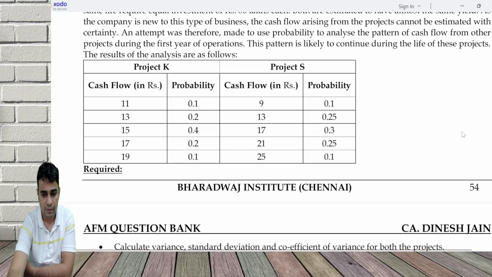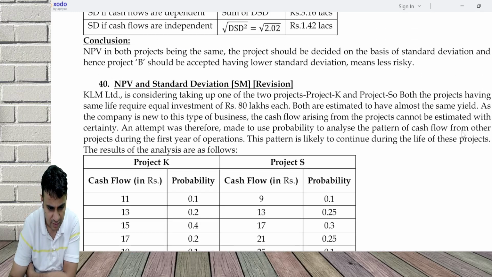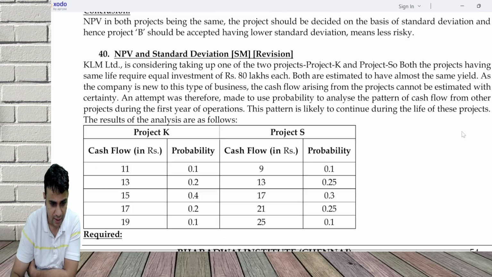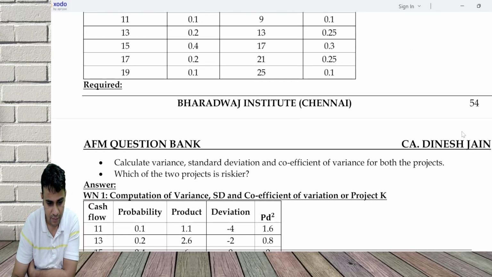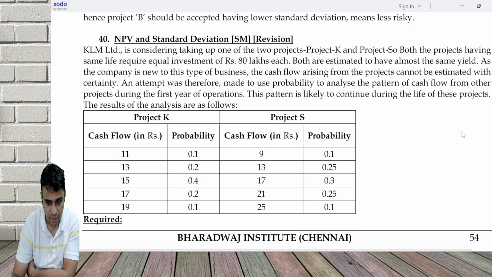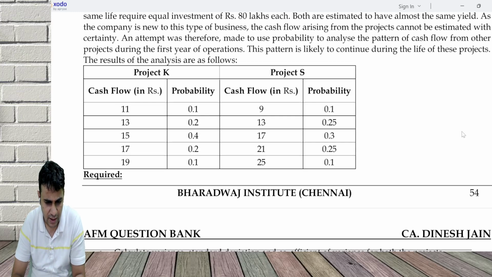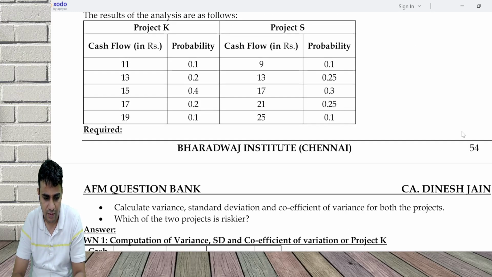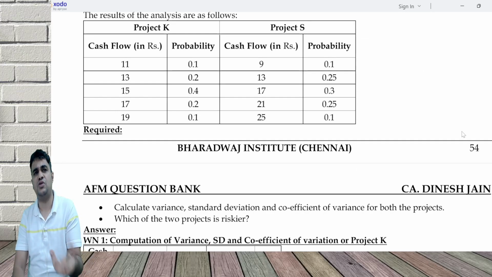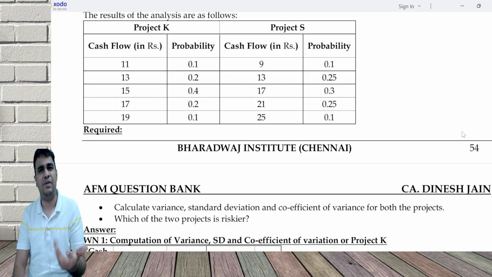Where is it mentioned? Is the number of life years given? The project has an indefinite life. They are not telling what the life is. They have the same life, but they are not telling what life it is. So then there is no NPV calculation itself.